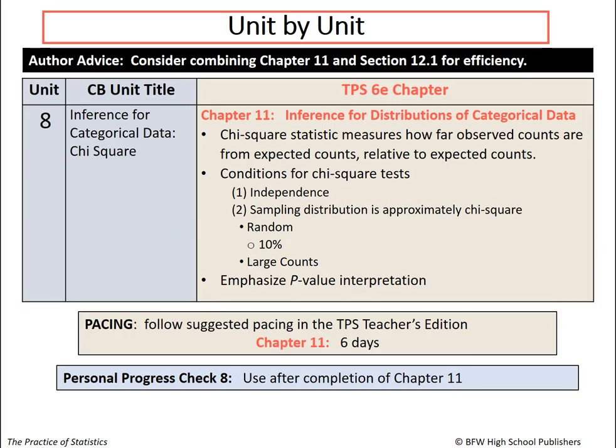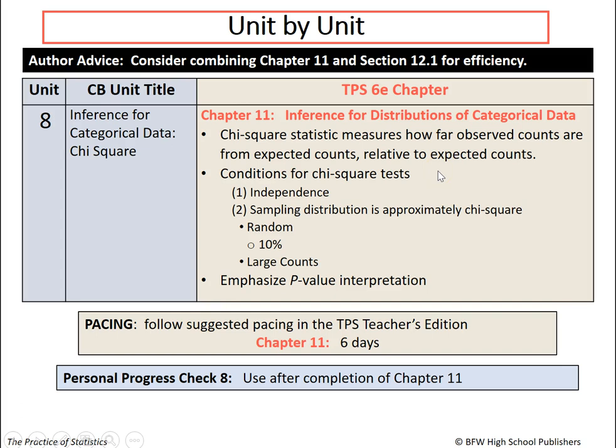Unit 8, Inference for Categorical Data: Chi-Square, is coming up next. One thing to consider, this is nearing the end of the course, you might want to combine Chapter 11 with the new shorter Section 12.1, which just involves inference about slope, just for your efficiency. So in Chapter 11, Inference for Distributions of Categorical Data, remind students that the chi-square statistic measures how far the observed counts are from the expected counts relative to the expected counts. It's that last part that they sometimes forget.